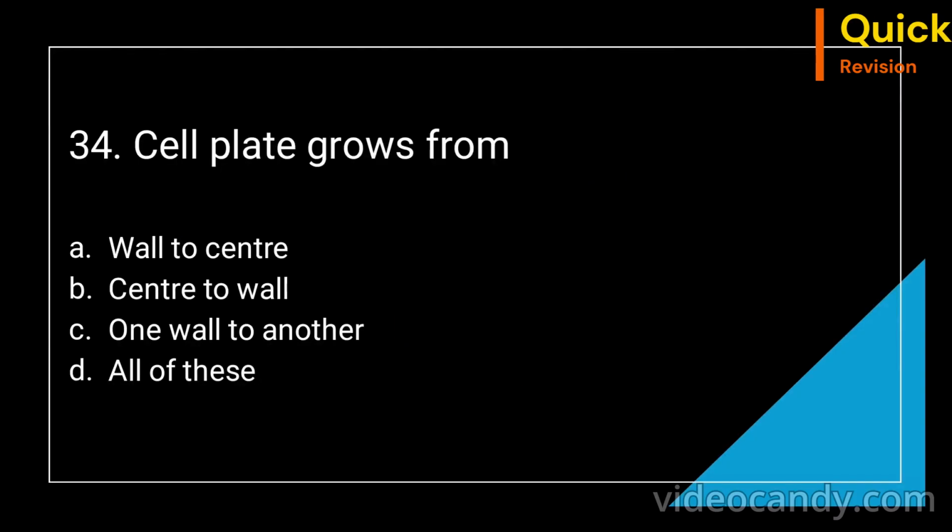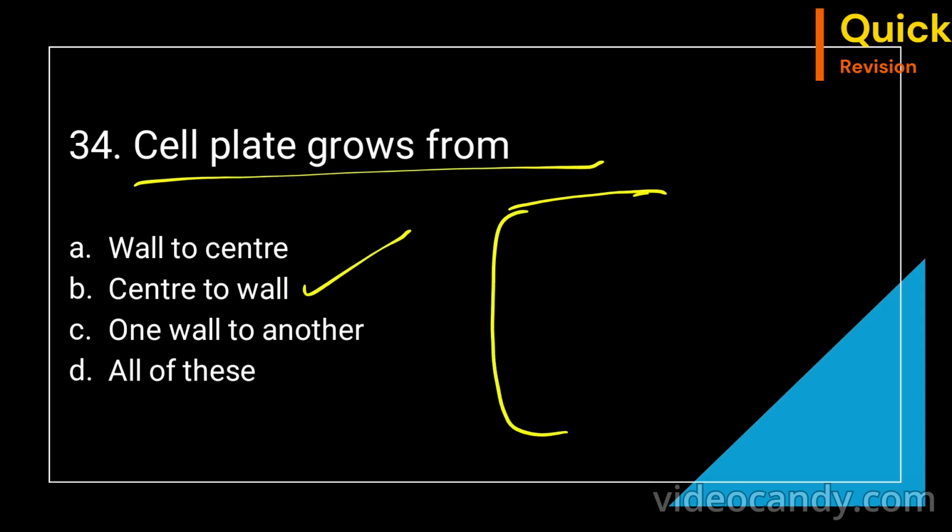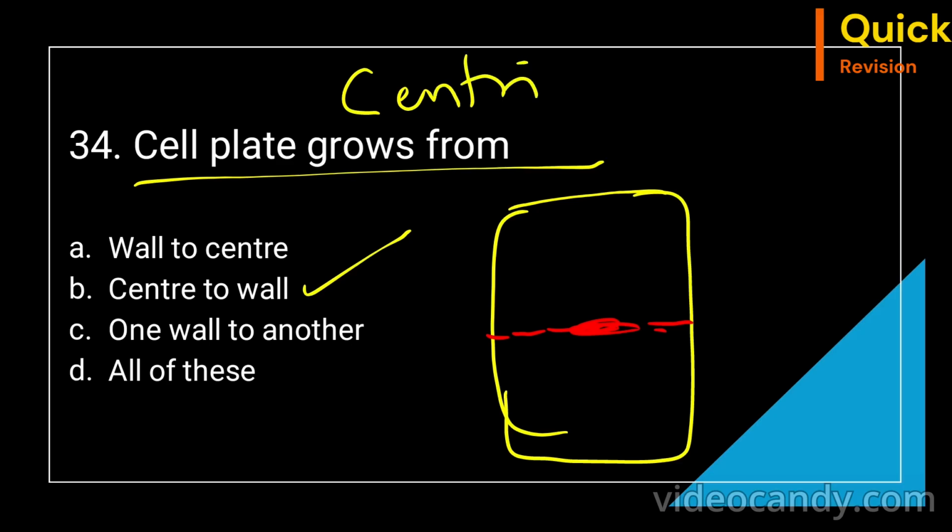34th question. Cell plate grows from wall to center, center to wall, or one wall to another? The cell plate always grows, remember, from the center to the wall. If this is the dividing cell, then the cell plate will start in the center and then grow towards the wall. And this type of cell plate is called a centrifugal cell plate, which goes from the center towards the wall.